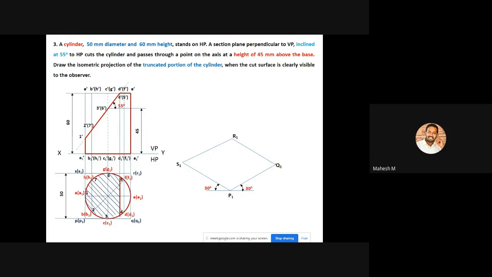Okay, so the condition is that you have to find the shortest distance of two opposite corners. So look at this, P and R are opposite corners and S and Q are opposite corners. So among the corners, which is the shortest distance, either Q to S or else P to R?